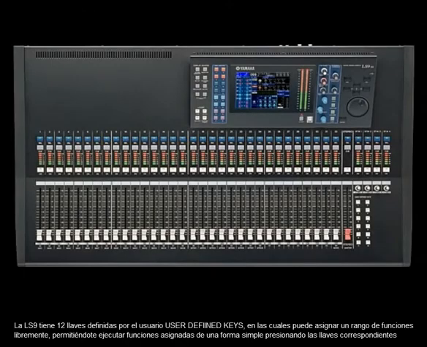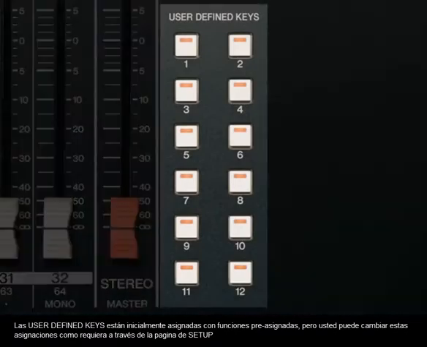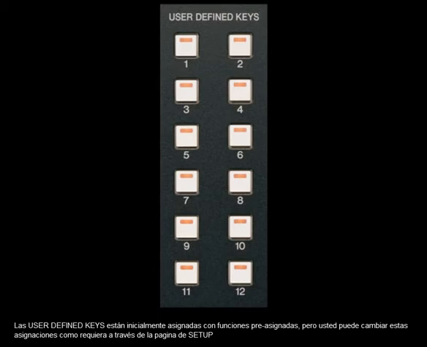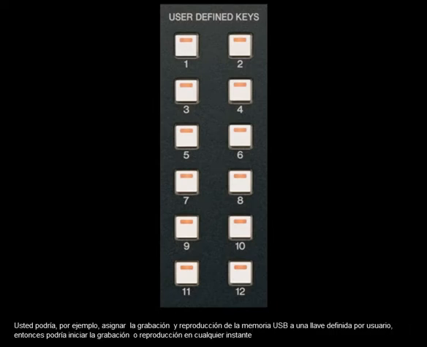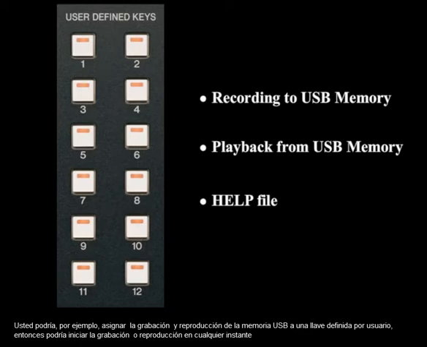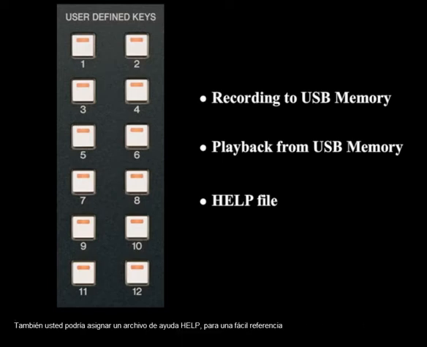The LS9 has 12 user-defined keys to which you can freely assign a range of functions, allowing you to execute the assigned function by simply pressing the corresponding keys. User-defined keys are initially assigned to default functions, but you can change these assignments as required via the setup page. You could, for example, assign USB memory recording and playback to the user-defined keys, so you can instantly begin recording or playback at any time. You could also assign a help file for fast, easy reference.